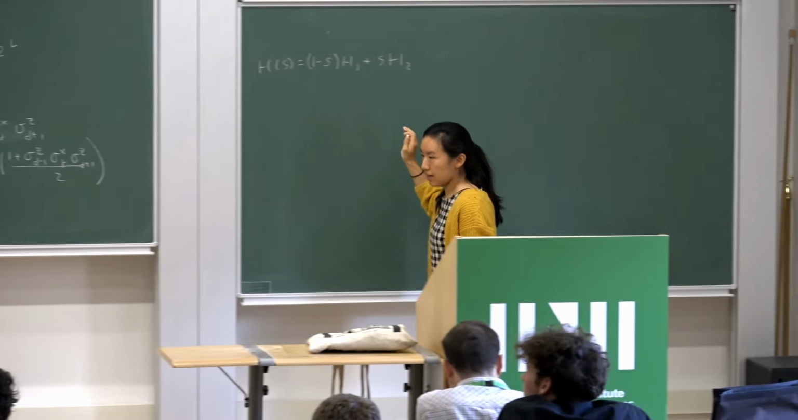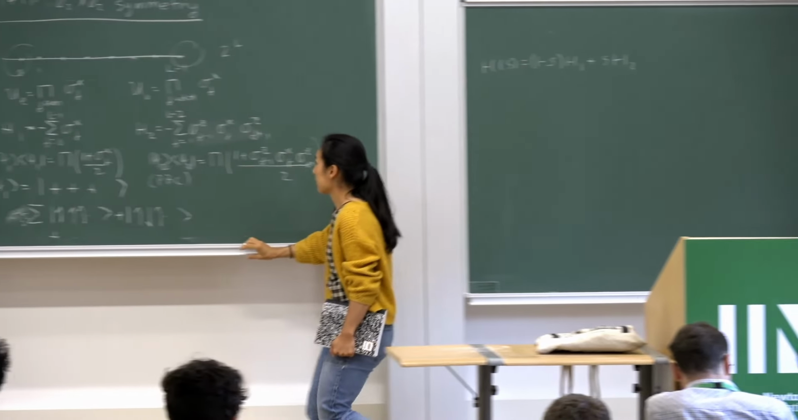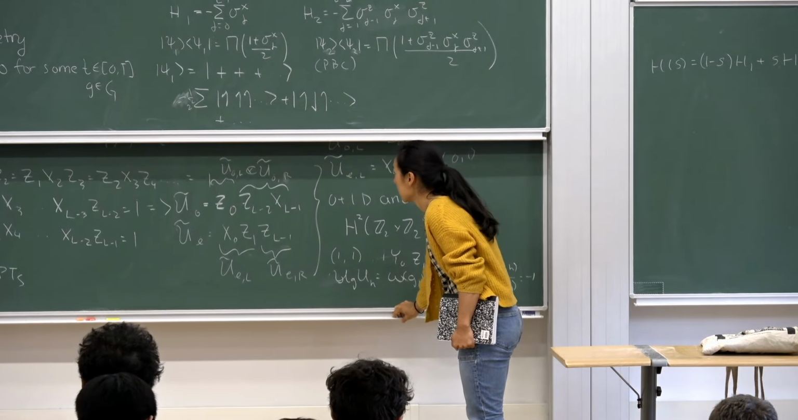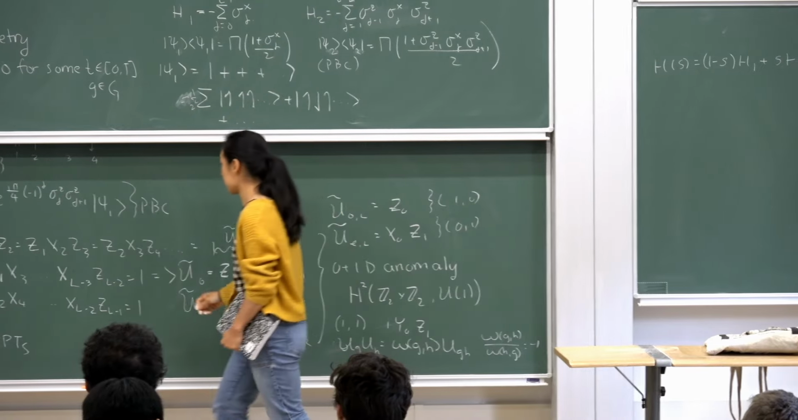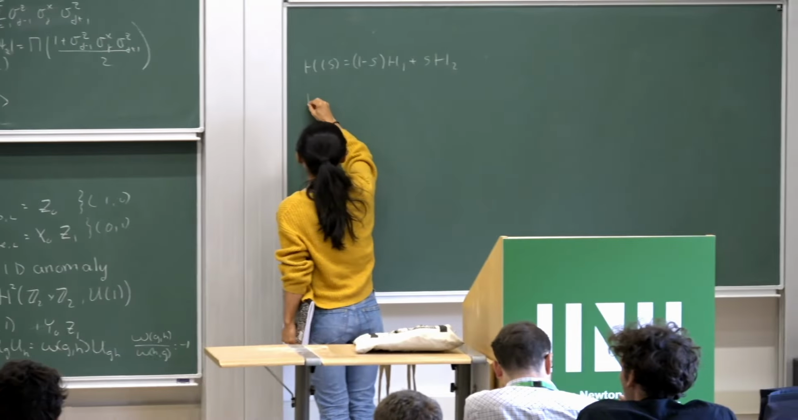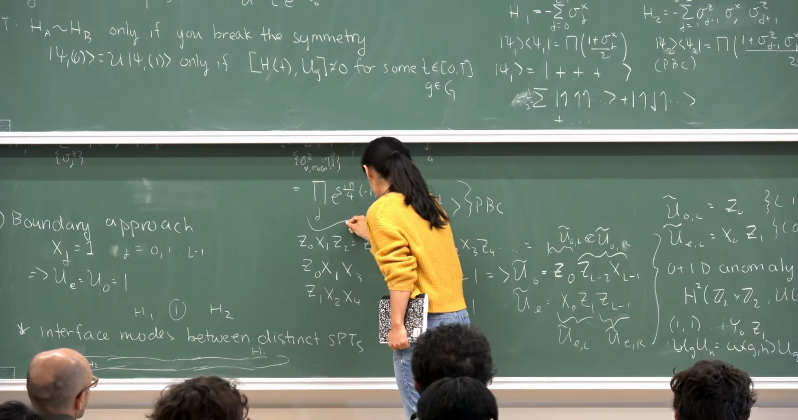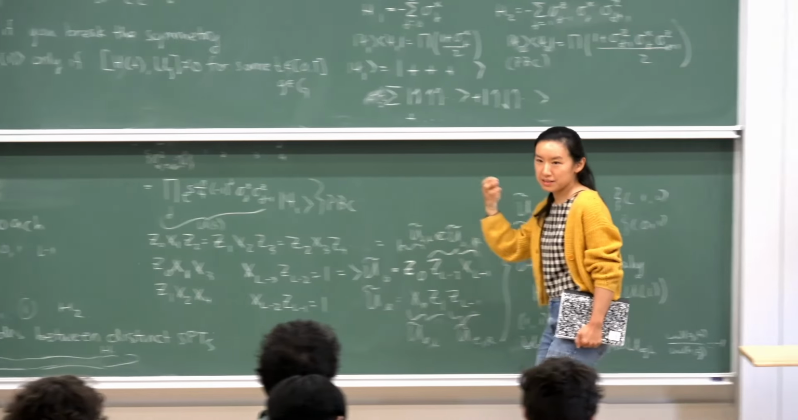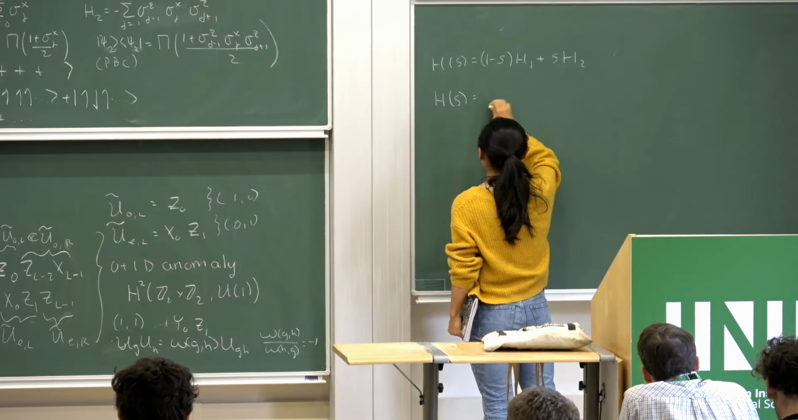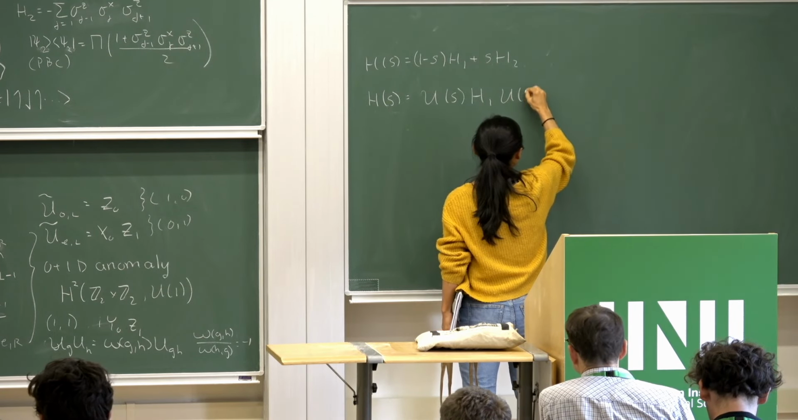But this guy has a gap closing. And you can also show that the other naive thing to do is to define my H of S using this unitary. Let's call this U of S. We're just working on periodic boundary conditions, so at least they have the same ground state degeneracy. Then I can define H of S equals U of S H1 U of S dagger.